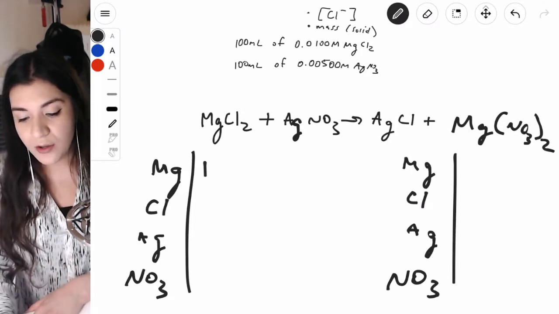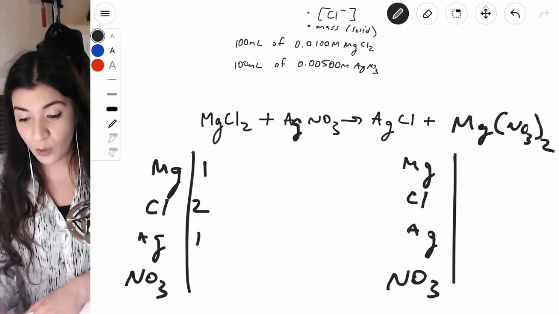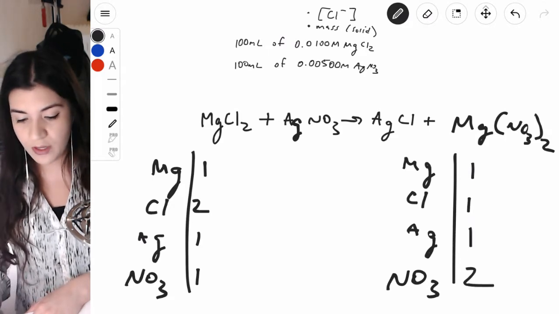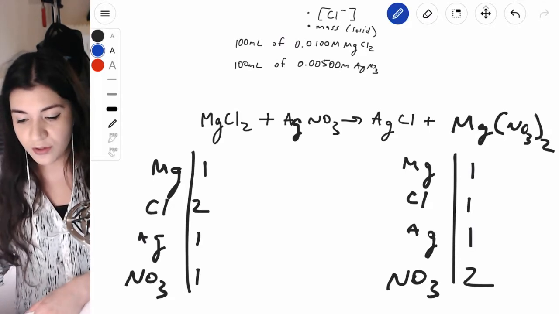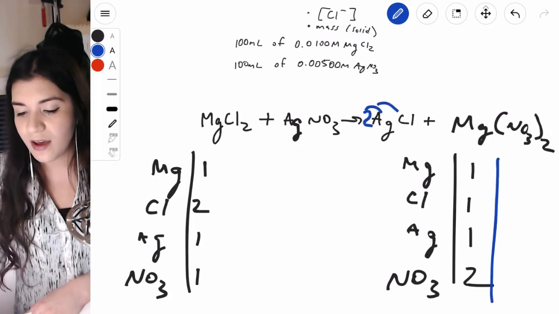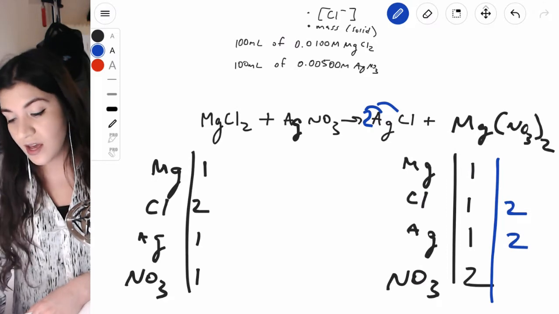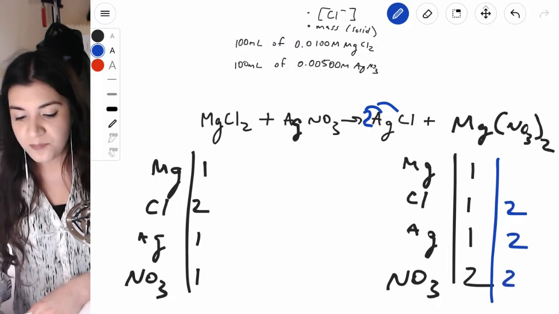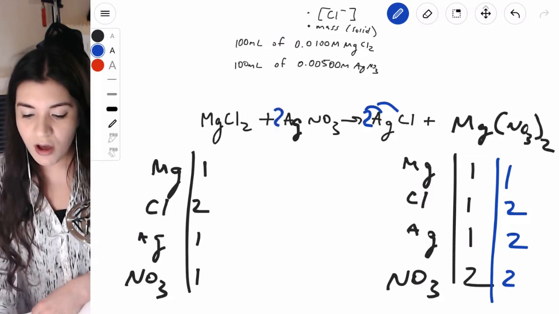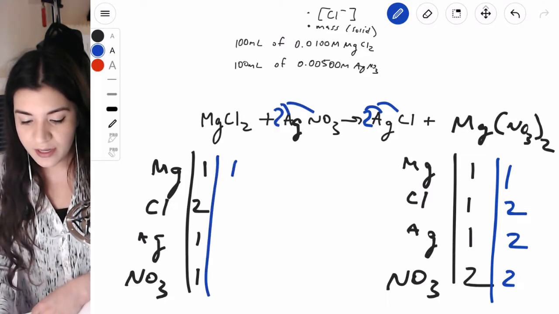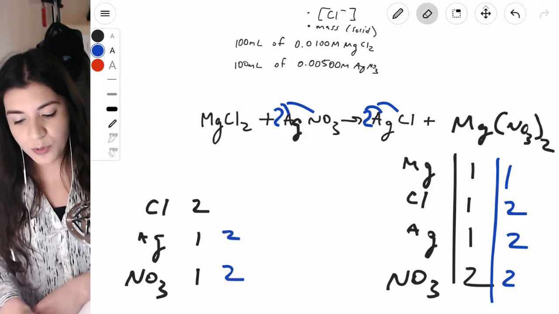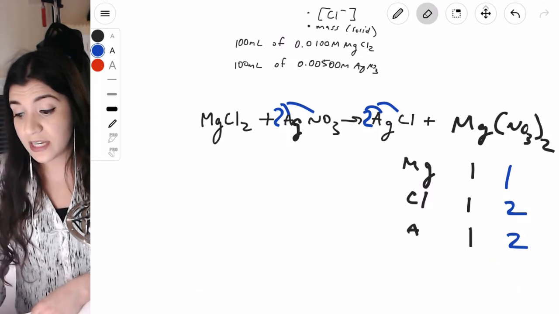But let's see, magnesium would have only been 1. There's 2 chlorines, 1 silver, and 1 nitrate. Opposite side, there's 1 magnesium, 1, 1, and 2. Okay. So I'm just going to start off with the chlorines, and I'll put a 2 on this side. It's like you're distributing, and now we have 2 chlorines and 2 silvers. And then everything else stays the same. So I need to balance out the silvers and the nitrate by putting a 2 on the opposite side. That would distribute, and you'll note that now we are balanced. So perfect.